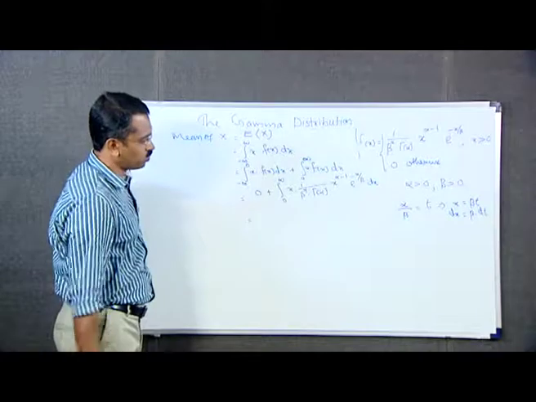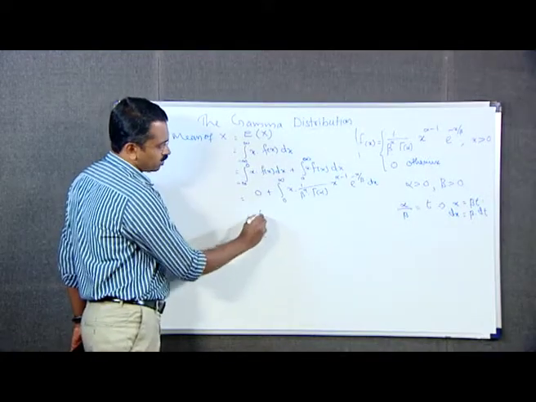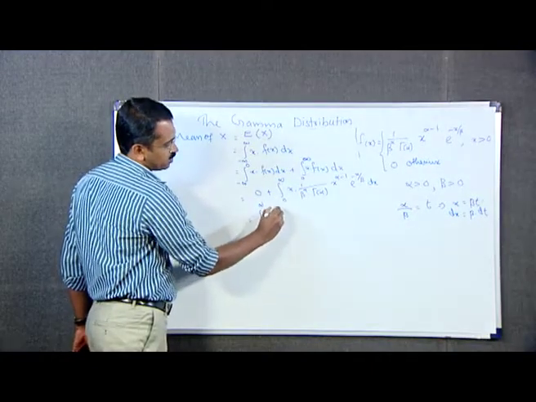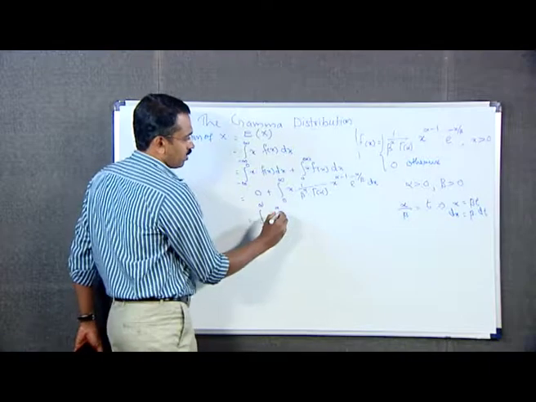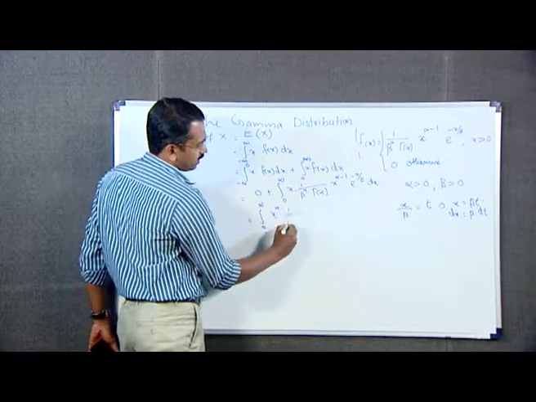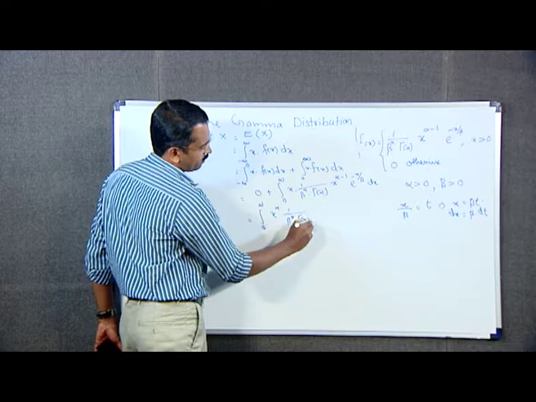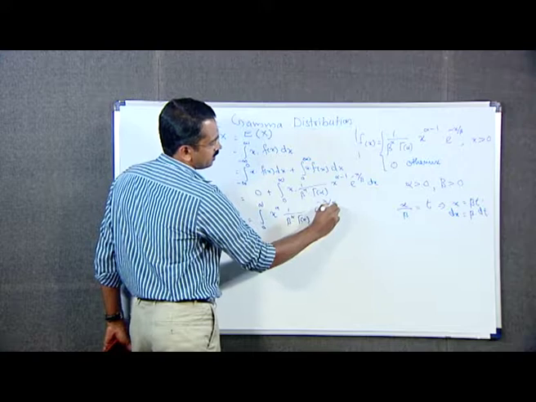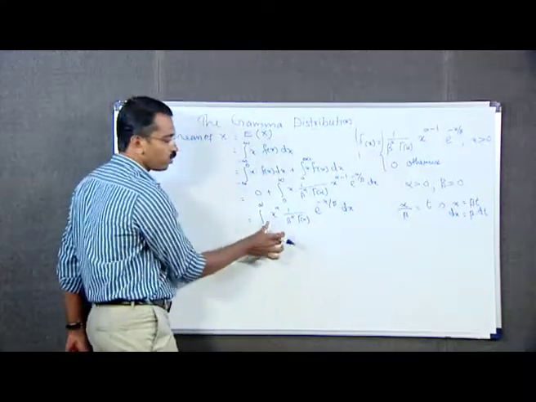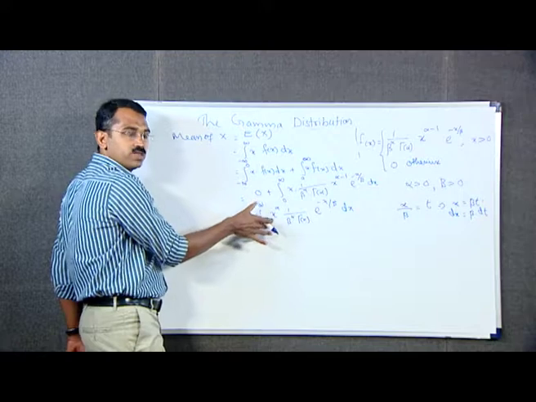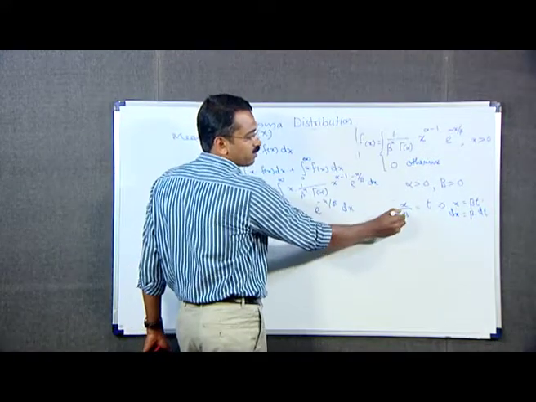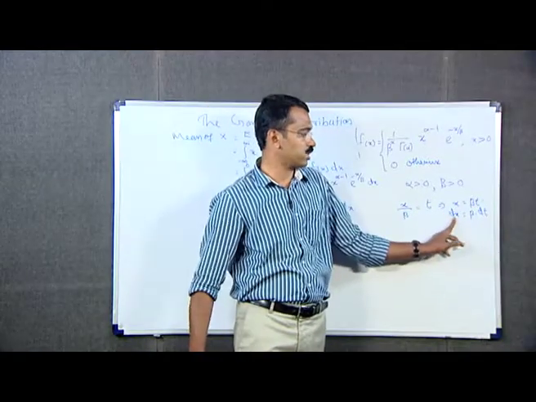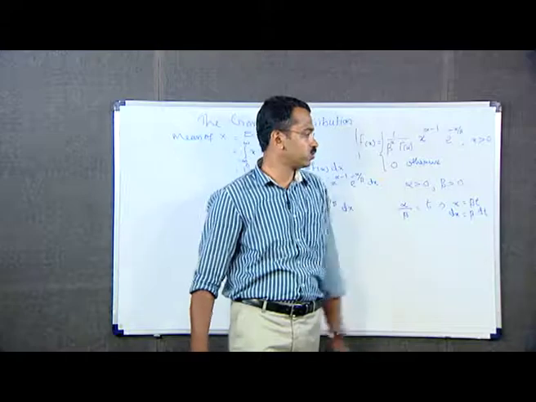This is equal to integral from 0 to infinity x into x raised to alpha minus 1, which means x raised to alpha, into 1 by beta raised to alpha into gamma alpha, e raised to minus x by beta dx. In order to evaluate this integral, we use the substitution x by beta is equal to t, which gives x is equal to beta into t, so that dx is equal to beta into dt.